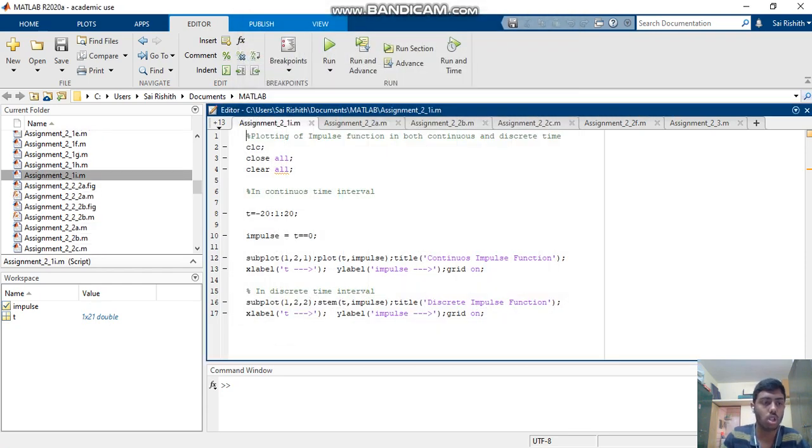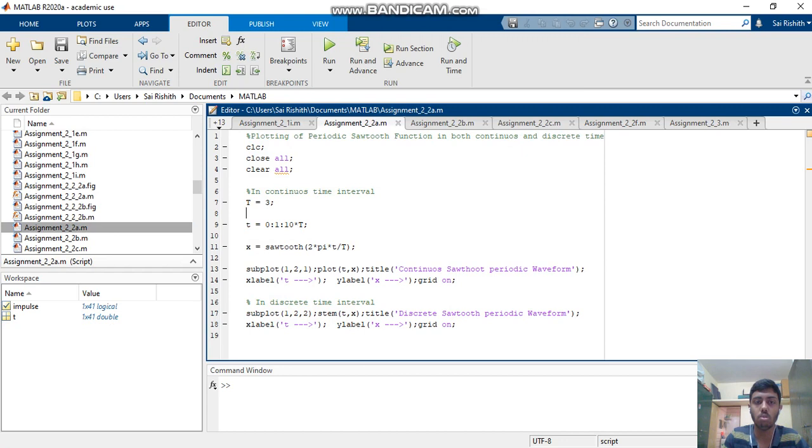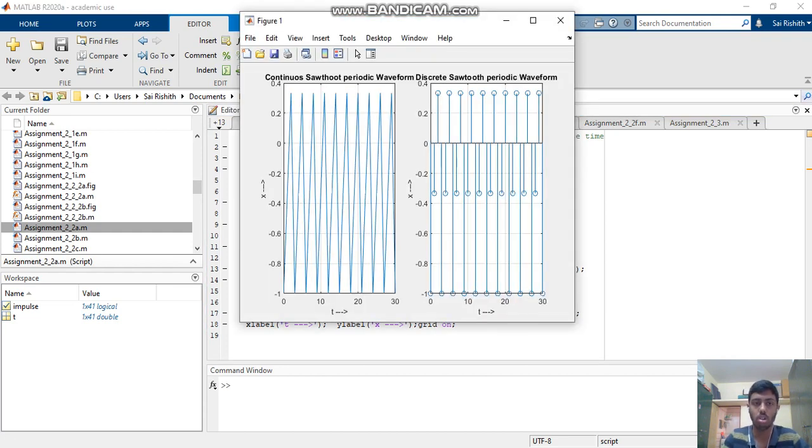Coming to the next topic, that is forming periodic waveforms. Starting with a periodic sawtooth, there is an inbuilt function sawtooth, and I'm giving a time period of 3. I'm running this program, we will get a sawtooth waveform. It is periodic, you can see that. See here, it is a periodic sawtooth function, continuous one and discrete one.